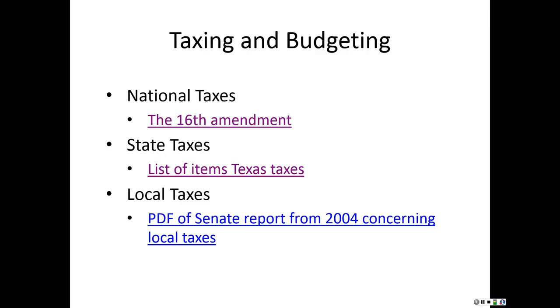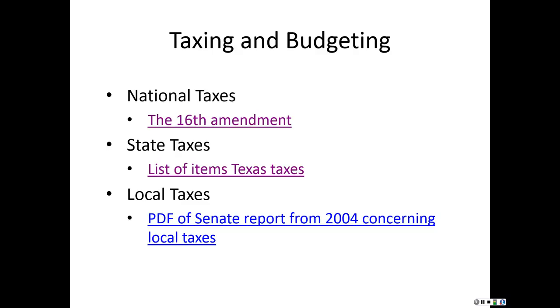Now also what we see for local taxes is that cities with home rule, this means cities with a certain population, can also impose a sales tax on all items that the state imposes a sales tax on. So if you go to some of your cities, you may be paying an extra penny and 1.25% sales tax. This goes straight to the city coffers. This goes straight to the city government.